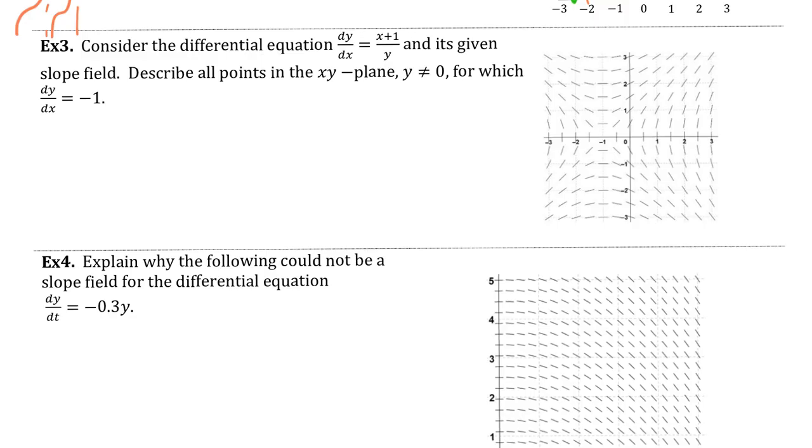Okay, let's consider example 3. It says consider the differential equation dy/dx equals (x plus 1) over y, and it's given a slope field. Describe all points in the xy plane, y not equal to 0, for which dy/dx equals -1. We're going to do this algebraically, but let's first think about what they're asking. This is the slope field over here. They want to know, when is the slope -1?